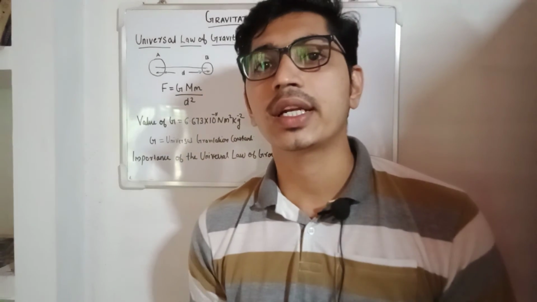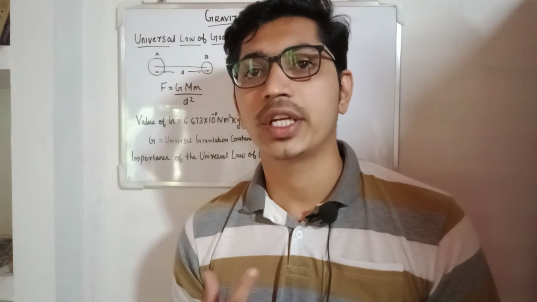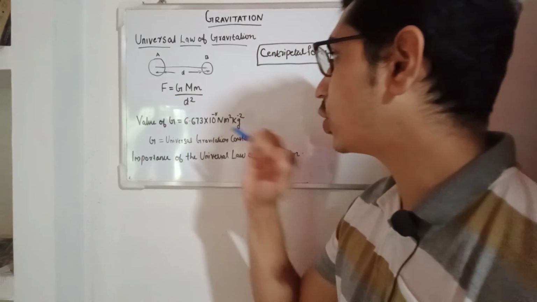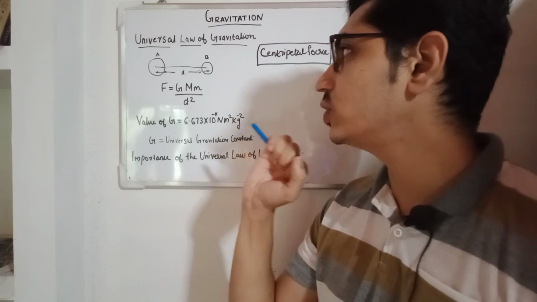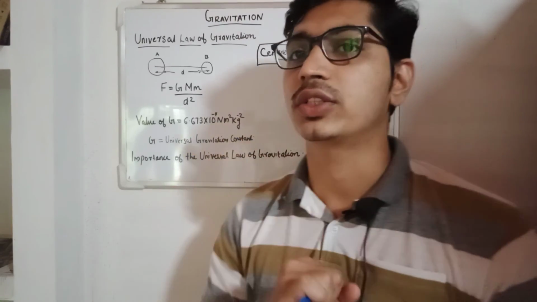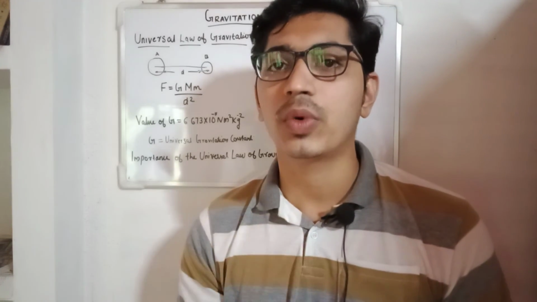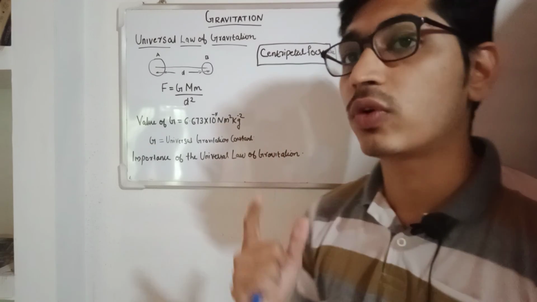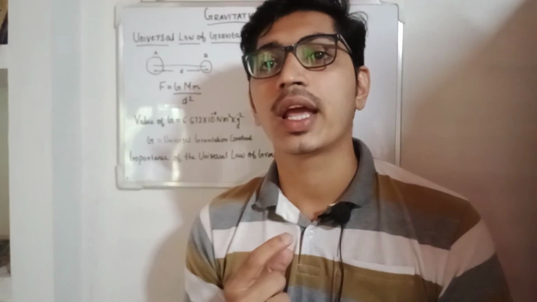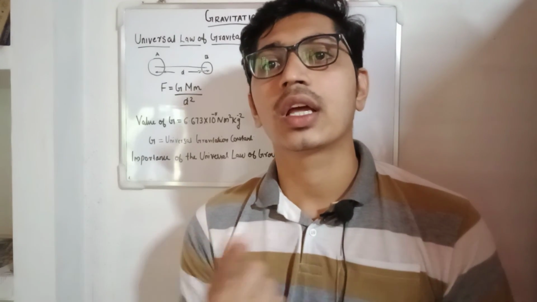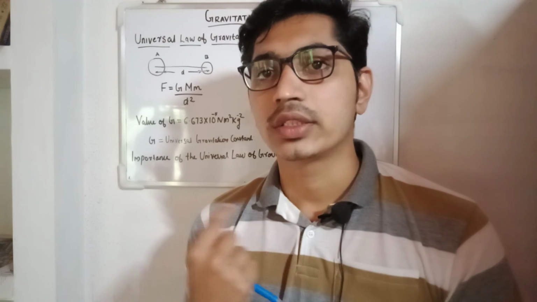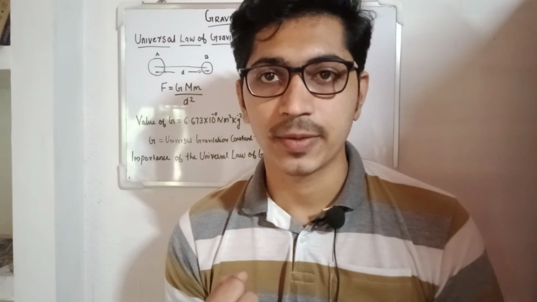So in this chapter we understood the universal law of gravitation and its equation, that is F = G m1 m2 / d². We also touched upon the topic of centripetal force and its importance in the moon's circumnavigation around the earth. Thank you.